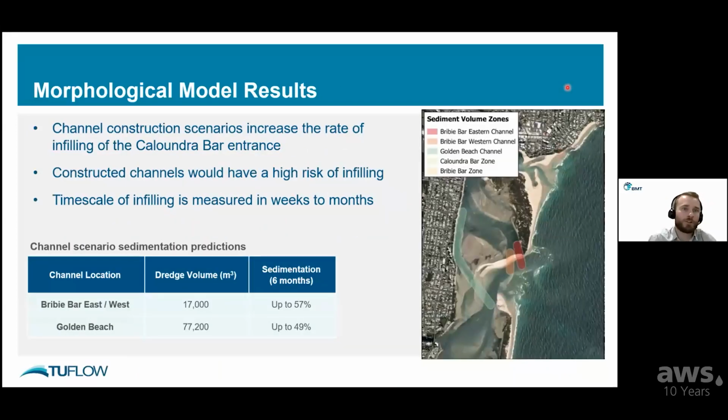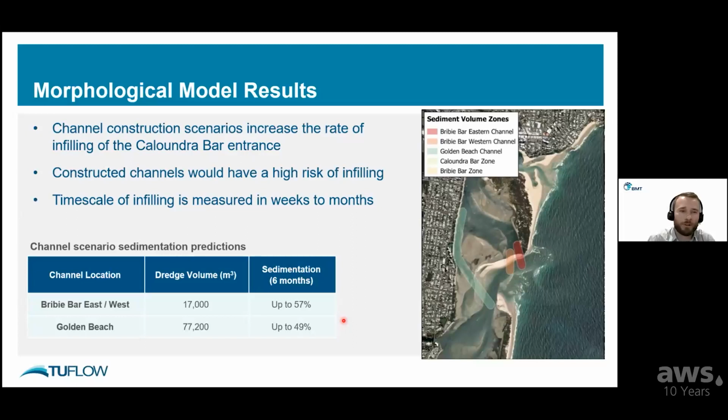The results from this showed, interestingly, that constructing a channel, any of these channels through the flood shoal or through these western shoals, increases the rate of infilling at the Caloundra Bar entrance. Also, any of these constructed channels would have a high risk of infilling. You can see in this table down the bottom that the sedimentation of the original dredge volume, in percent, could be up to 50 to 60%. And the time scale of the infilling is measured within weeks to months.